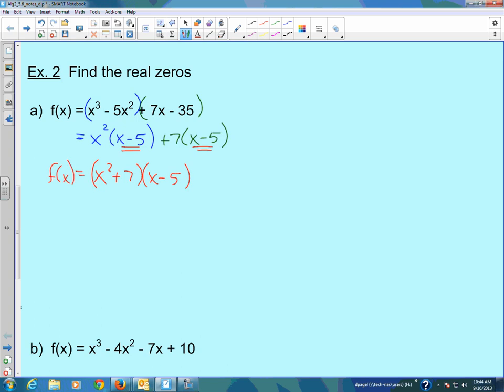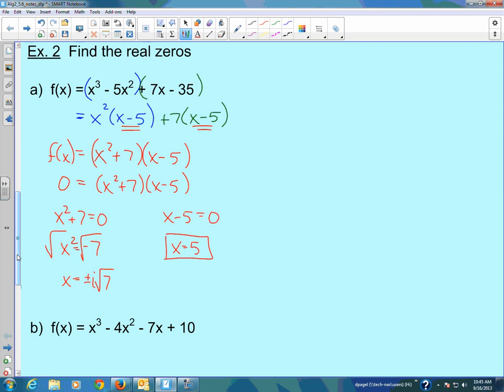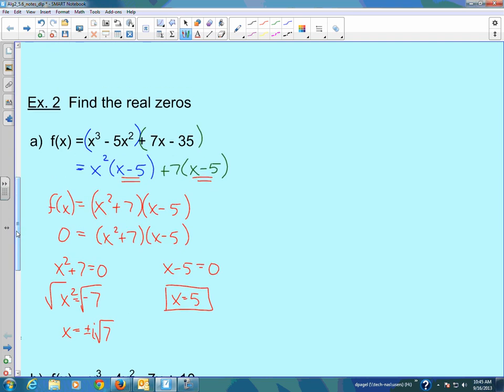And if I was looking for the zeros, that would mean f of x would become 0, and x minus 5. And if I set up the zero product property, I discover that x squared equals negative 7, and when I take the square root there, I get x equals plus or minus the square root of i times the square root of 7. So that's not real. But over here, I would get x is equal to 5, and that is real. So those are my only real solutions. This x equals plus or minus i root 7 is an imaginary solution. So I could do factor by grouping in that one.